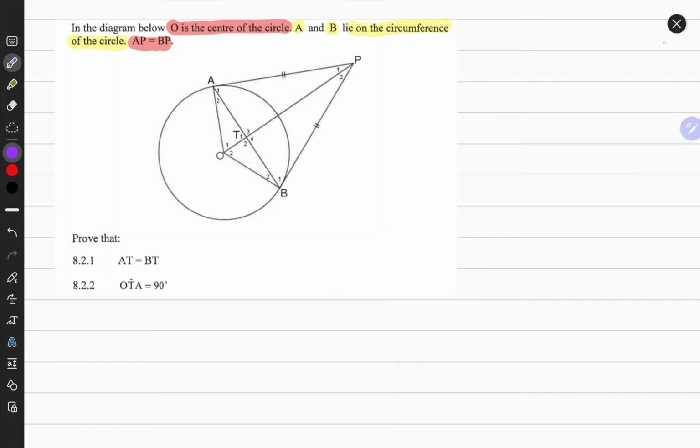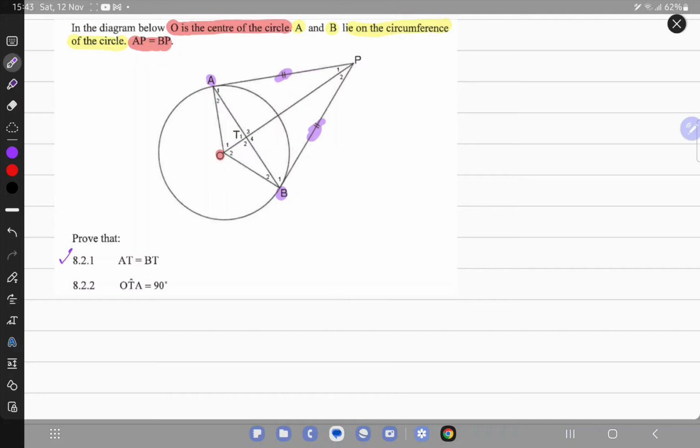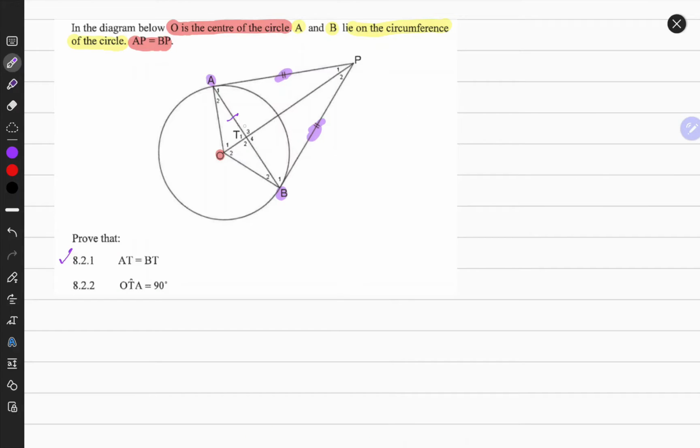Let's do Euclidean geometry. So the problem reads as follows. In the diagram below, O is the center of the circle. So this point here is the center of the circle. A and B lie on the circumference. These two points here lie on the circumference of the circle. And AP is equal to BP. That's a given. So the first question wants us to prove that AT is equal to BT. That is, this line segment here is equal to that line segment.